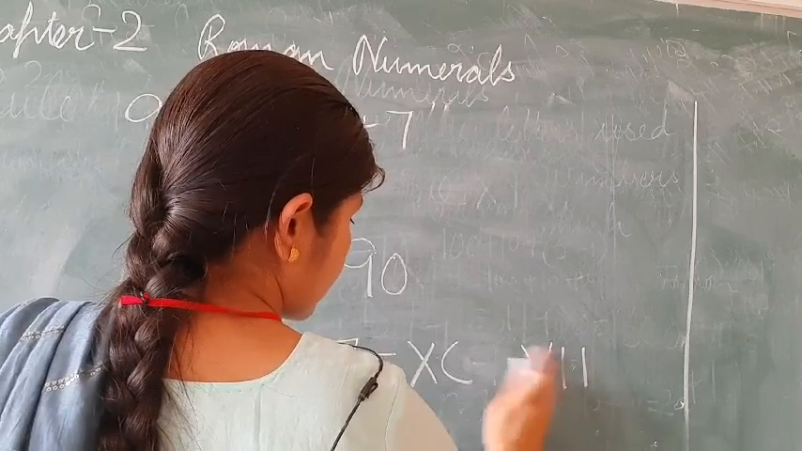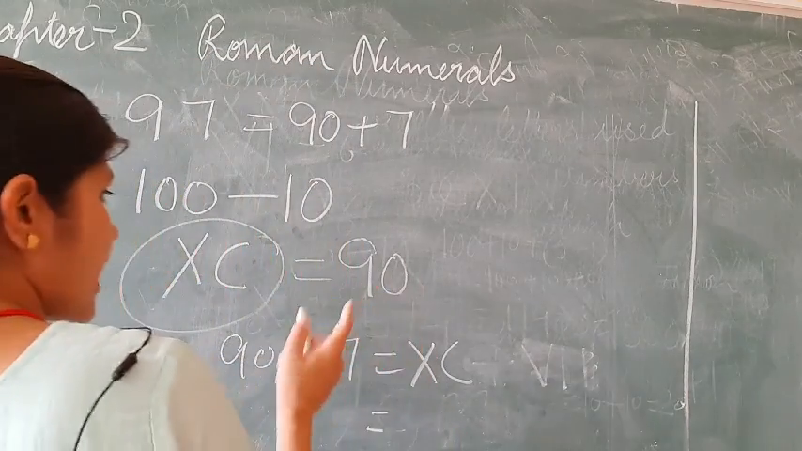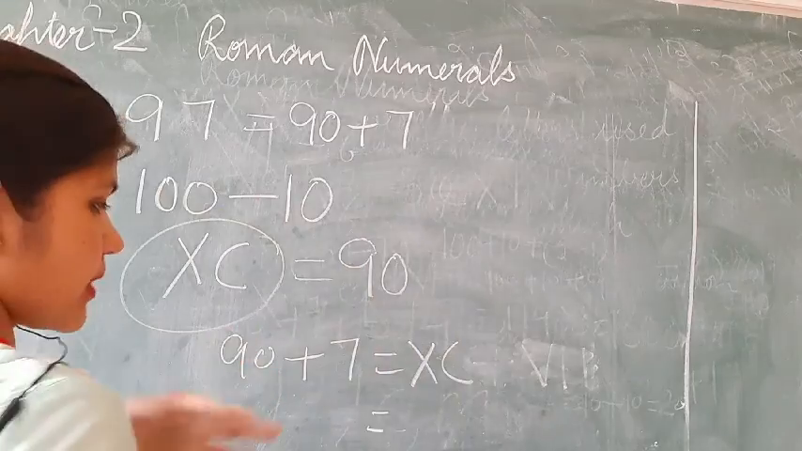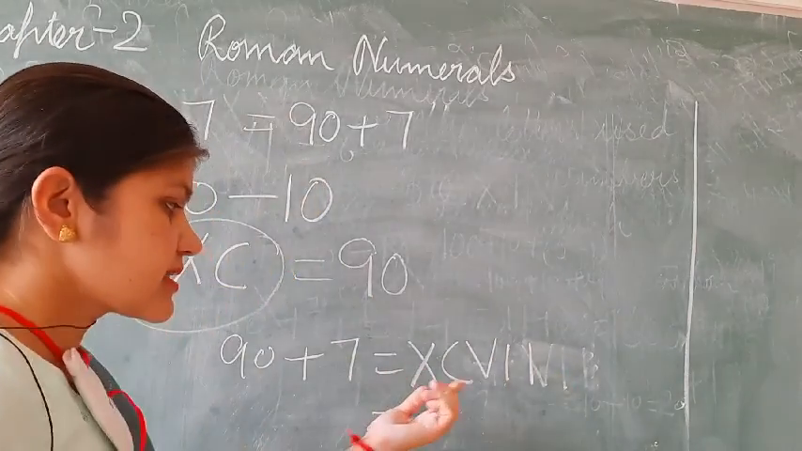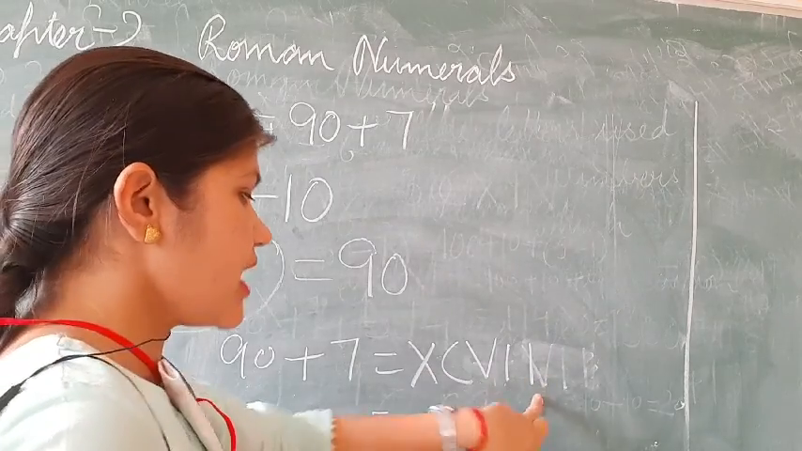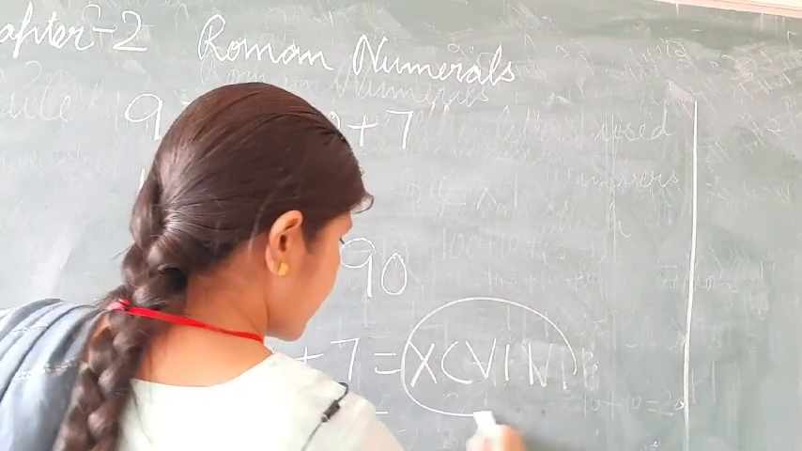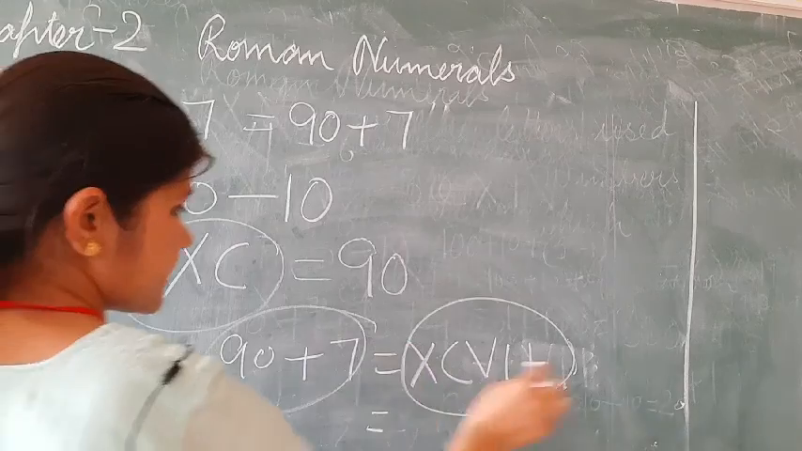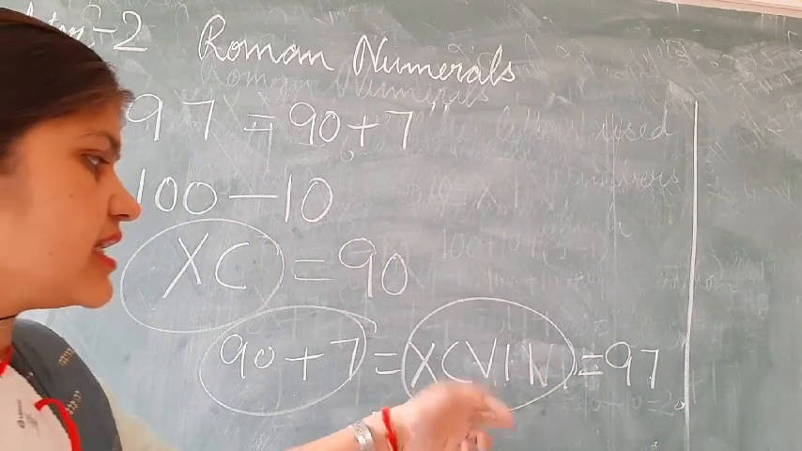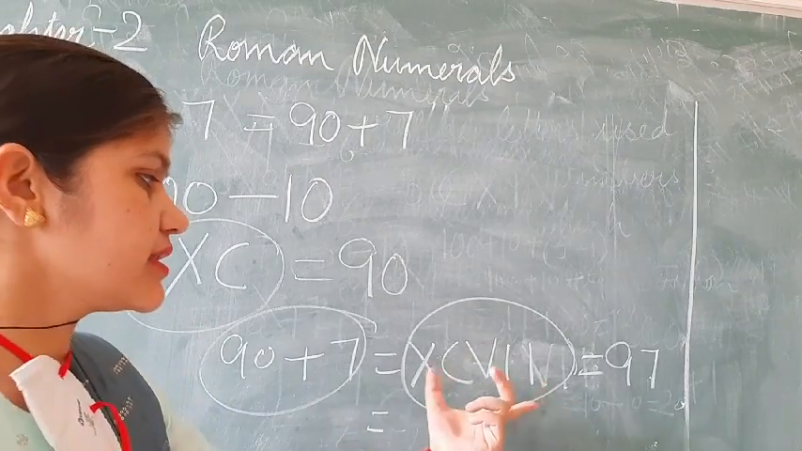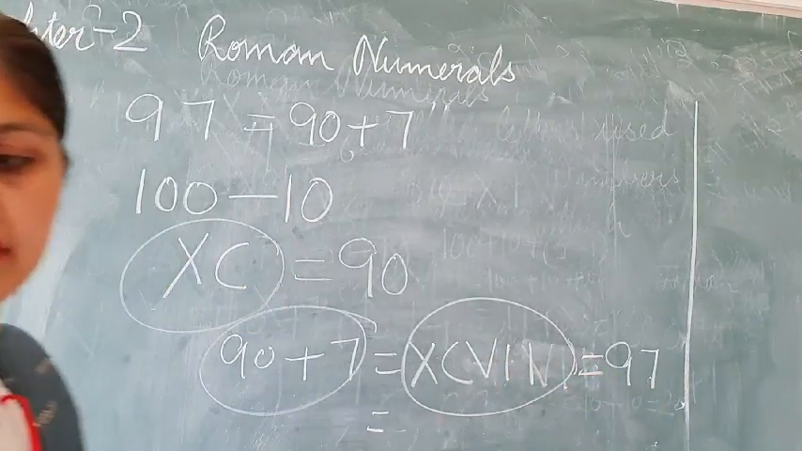Sorry, it is not plus. If we write this in this time, we write it as plus. Otherwise, this is XCVII. This complete number is 97.